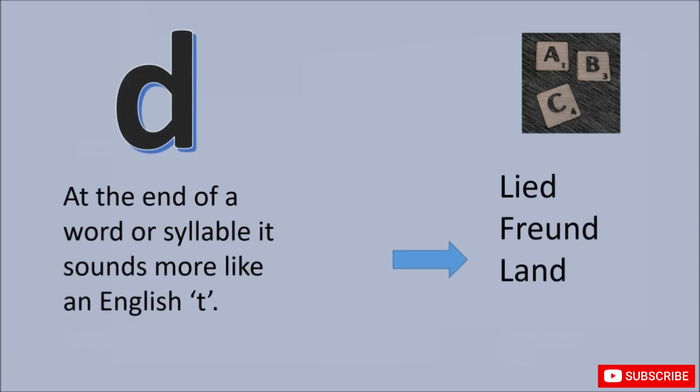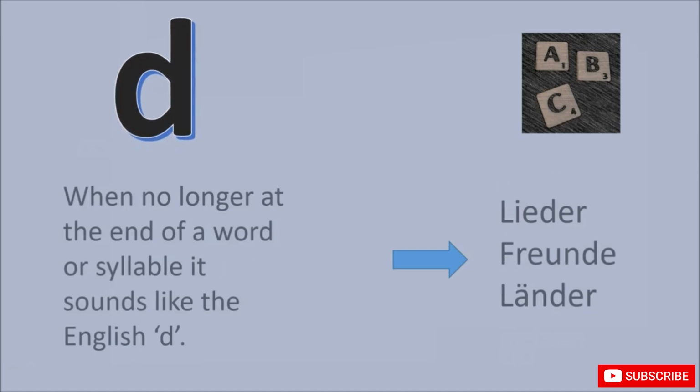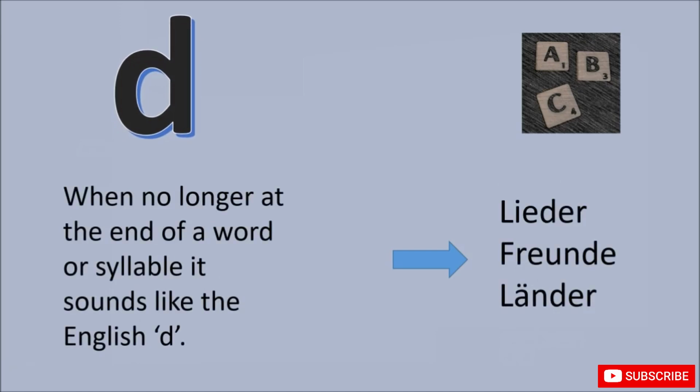D. Sort of similar thing. If it's at the end of a word or a syllable, it sounds more like an English T. Lied, Freund, Land. But if it's not at the end of the word, it's more like the English D. Lieder, Freunde, Länder. Do you notice the difference? Lied, Lieder. Freund, Freunde. Land, Länder.